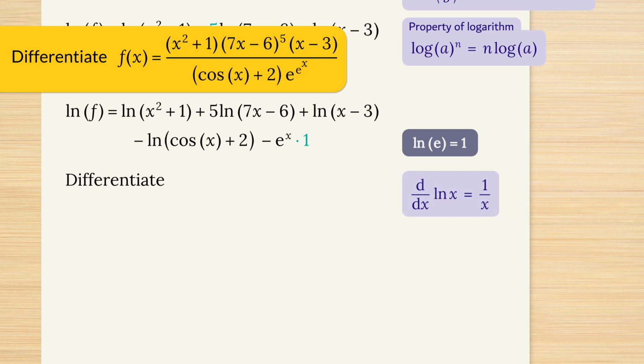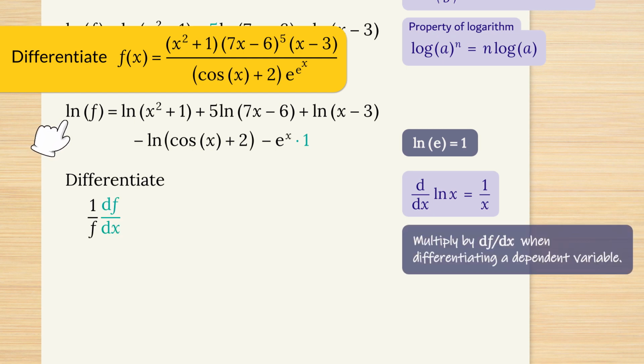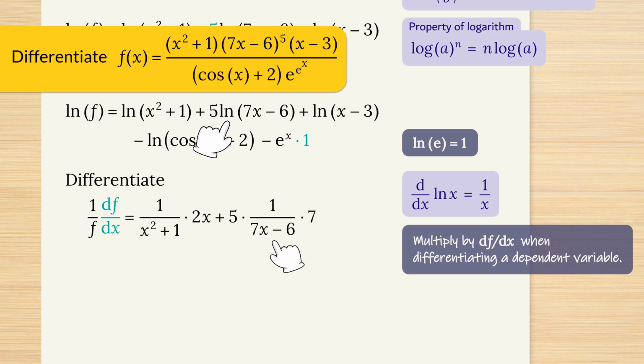The derivative of ln is 1 over something. Ln f turns into a 1 over f, and then because f is dependent on x, multiply on the factor df dx. The ln of x squared plus 1 turns into a 1 over x squared plus 1, multiply on the derivative of the inside function, 2x. The derivative of ln of 7x minus 6 becomes 1 over 7x minus 6, differentiate that polynomial inside, multiply on the 7. Ln of x minus 3 turns into a 1 over x minus 3.